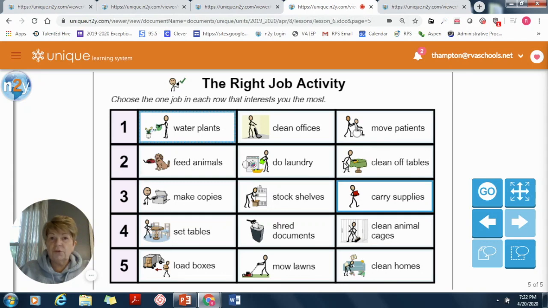Row number 2, feed animals, do laundry, clean off tables. Which would you prefer to do the most? Feed the animals, do laundry, clean off tables.